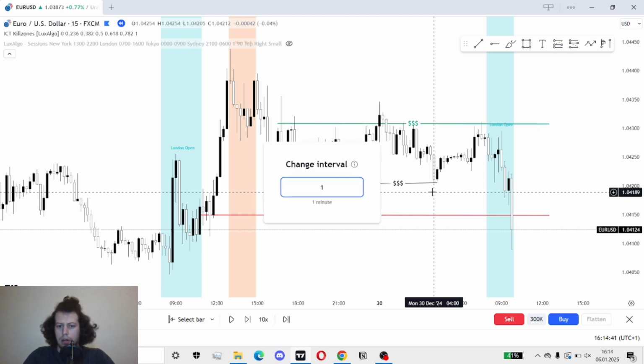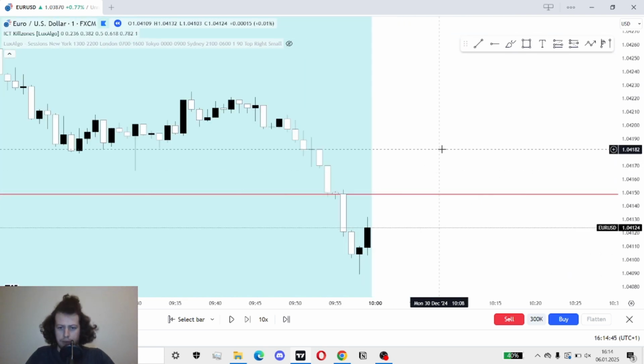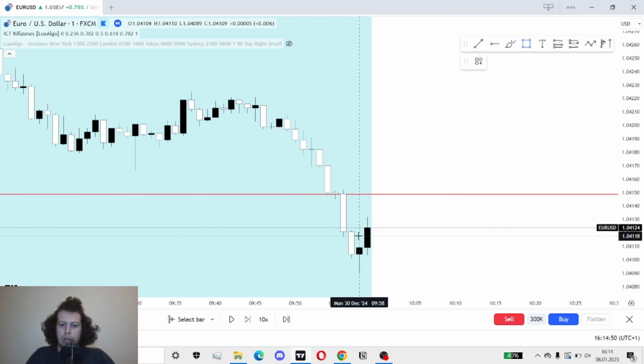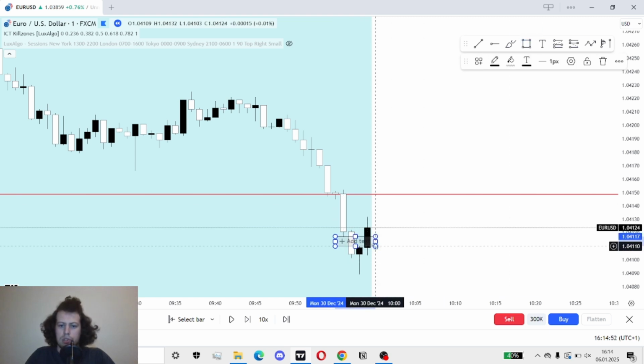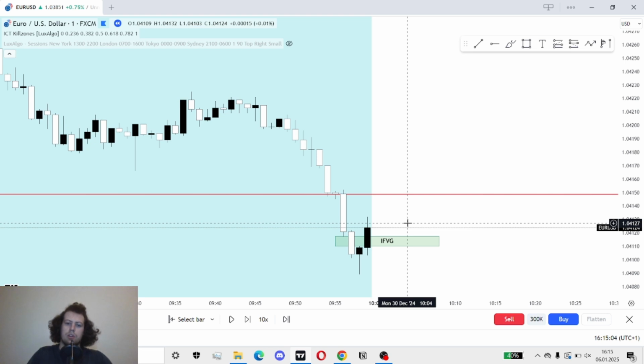Now we are going to the smaller time frame, to 1 minute, and now we are looking for the inverse fair value gap. It's the normal fair value gap, but you want to see a closed candle on the fair value gap. So this is a clear IFVG. I will just drag it right here, and now it's very easy.